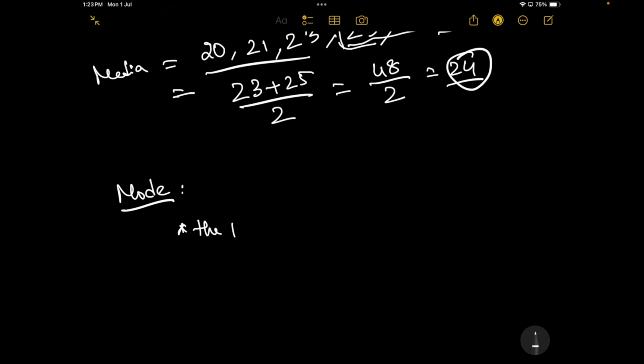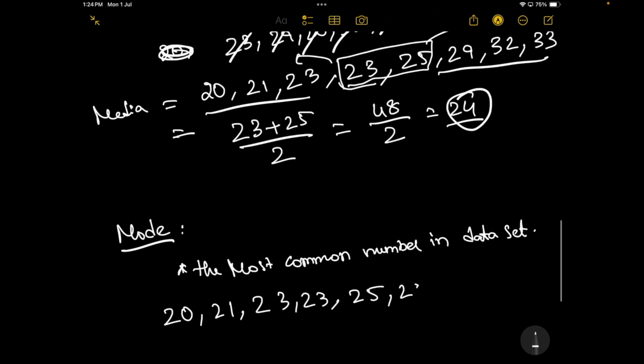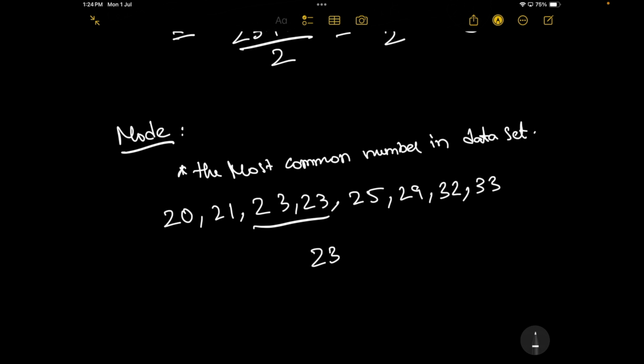The most common number in the data set. If you take our data set again, arrange it: 20, 21, 23, 23, 25, 29, 32, and 33. Which number is repeated most of the time? 23. It was repeated two times and no other number repeated. So the mode is 23.